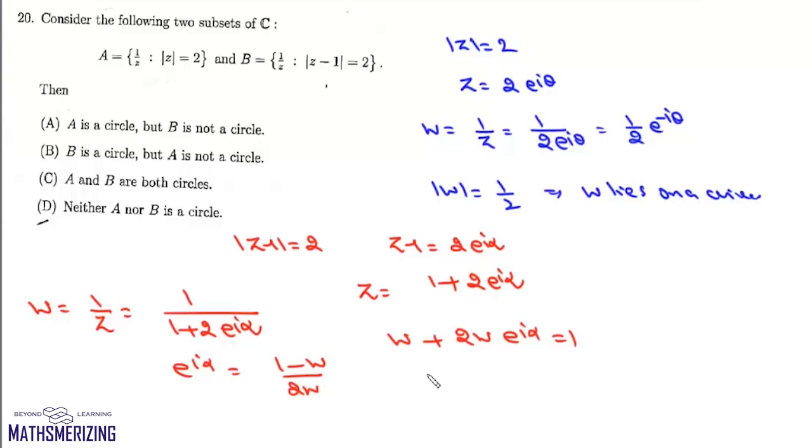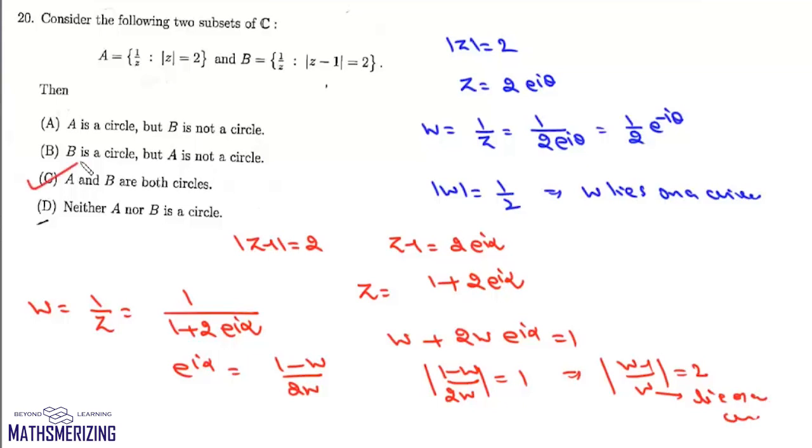Now we take its mod, then we can write mod of (1 minus w) upon 2w equals 1. That is mod of (w minus 1) upon w is equal to 2. Now when mod of (z minus z1) upon (z2 minus z1) is k, and k is unequal to 1, then z lies on a circle. So in this case, this b will also lie on a circle. So both a and b are circles, and that's your option C.